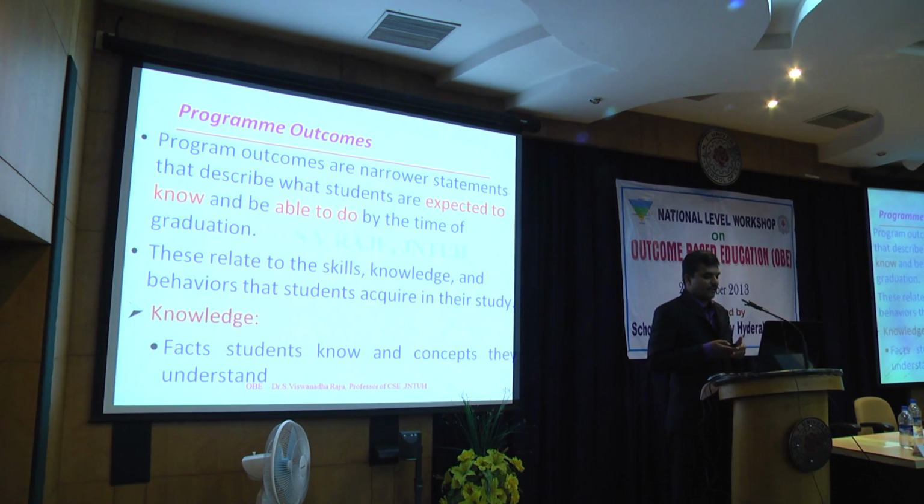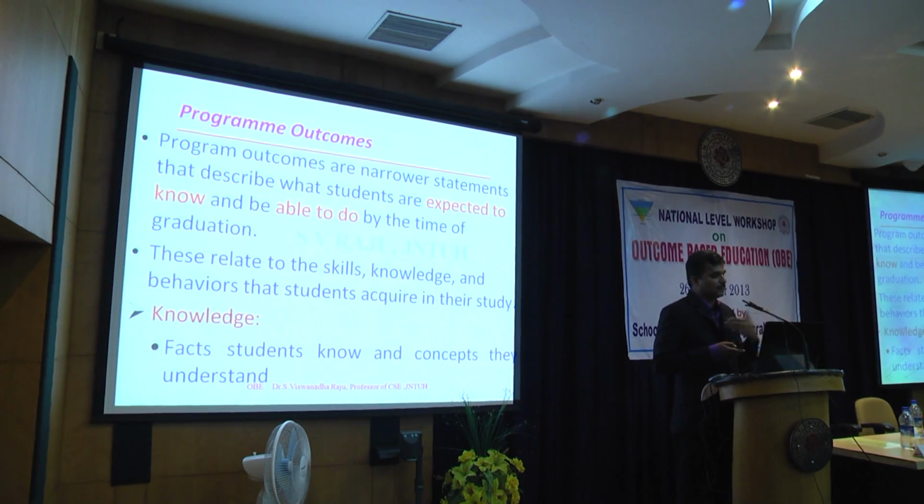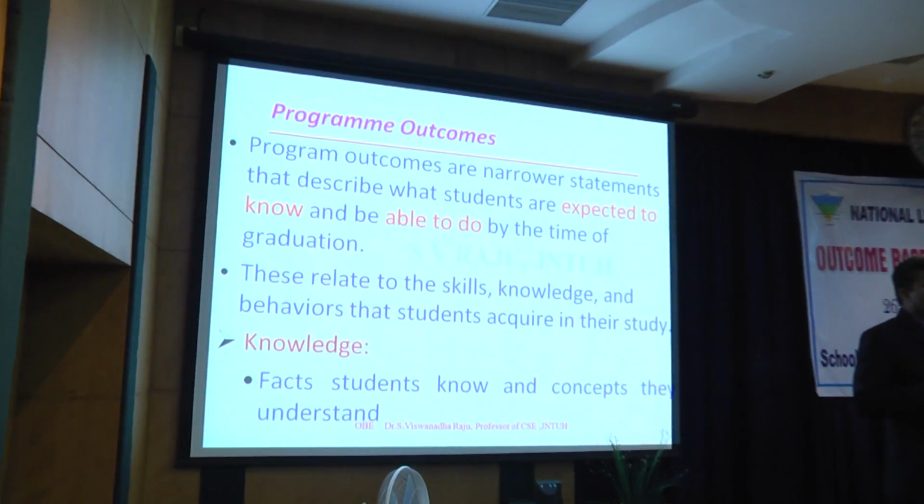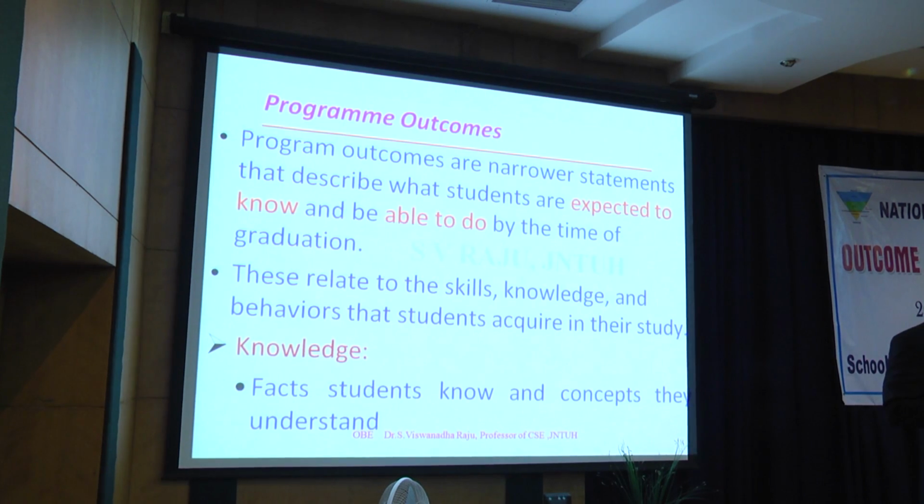The program outcomes are narrower statements. What I have said is the POs are a little broader, the program outcomes a little narrower. So this means a subset of that. It describes what students are expected to know and be able to do by the time of graduation. What industry is expecting from us is whether the student is able to perform or not once they get an opportunity in my company. That is what they are thinking.